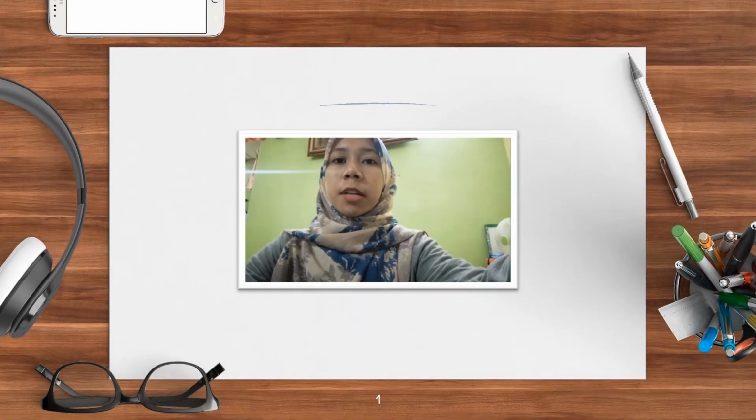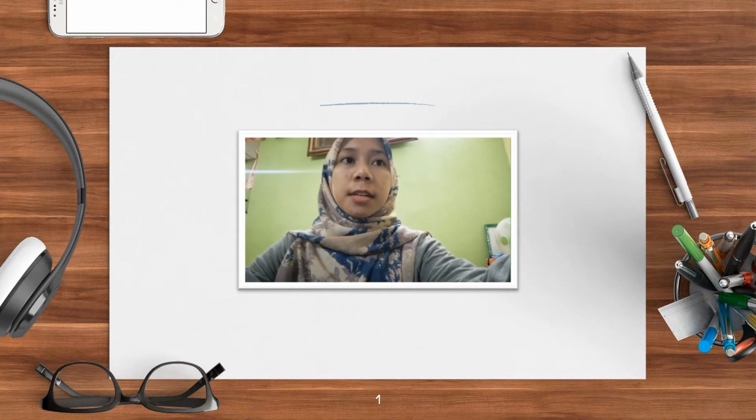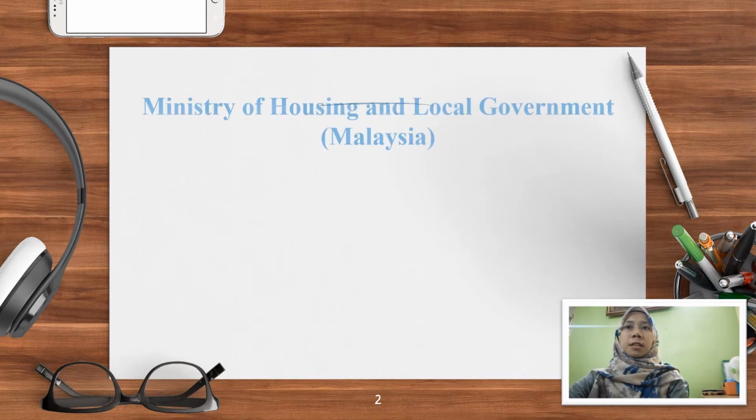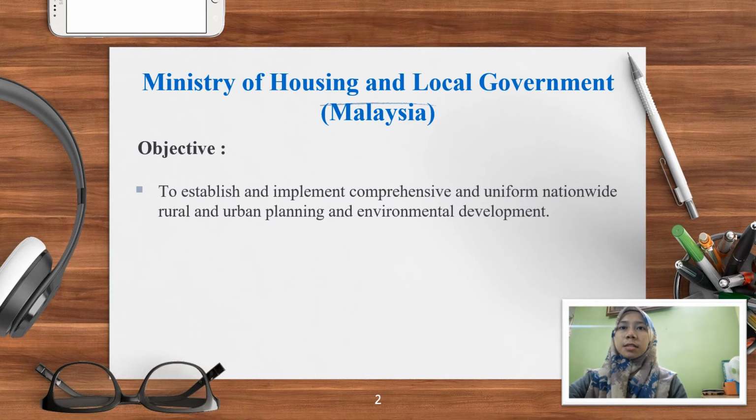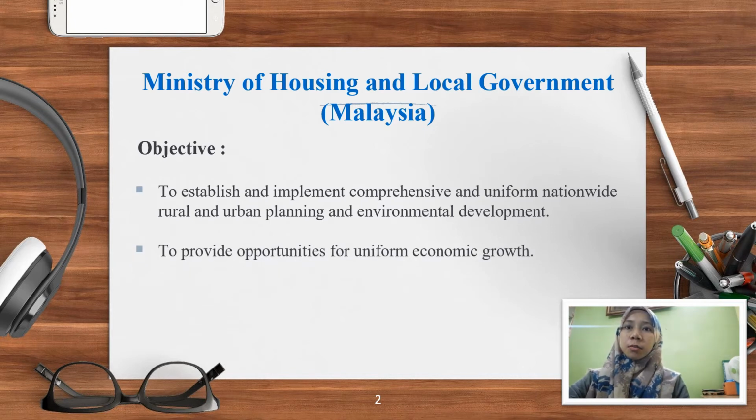My name is Nurliana binti Rosli. My matric number is 1172026. Okay, I want to continue with the types of ministries involved in SOP. The Ministry of Housing and Local Government Malaysia. The objective is to establish and implement comprehensive and uniform nationwide rural and urban planning and environmental development. Second, to provide opportunities for uniform economic growth.